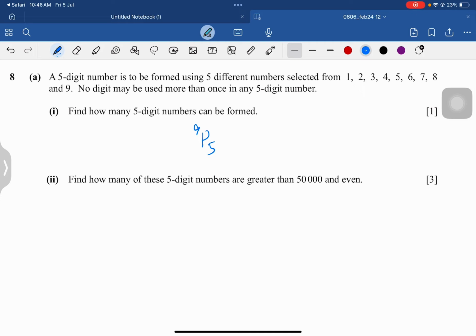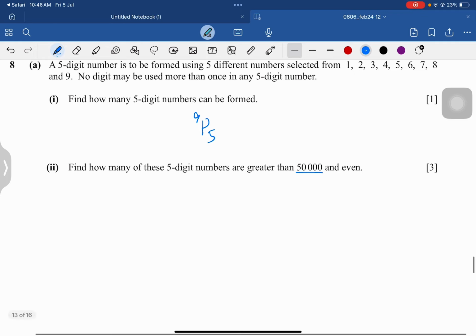Find how many of these 5-digit numbers are greater than 50,000 and even. Okay, this one we have 2 conditions. We just have to learn how to log one condition down. Which condition to pick also doesn't matter. Okay, let's pick the 50,000. So, greater than 50,000, I draw the line first.